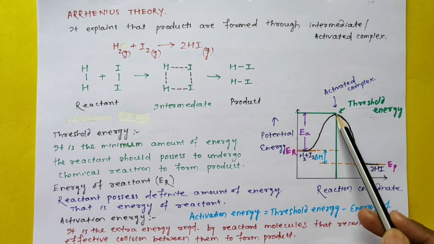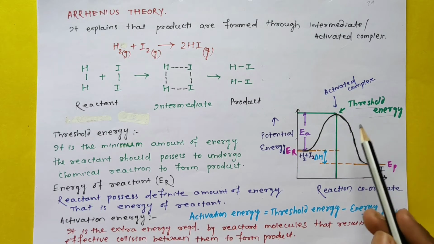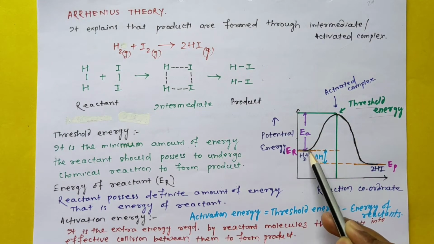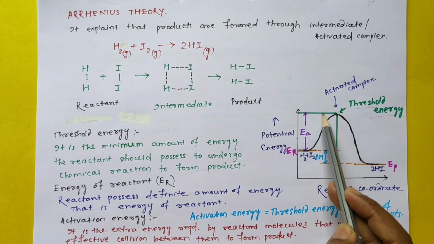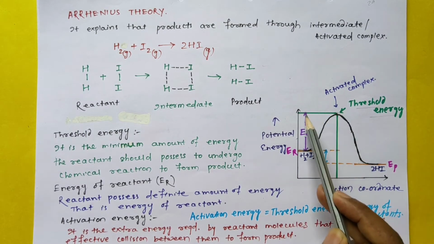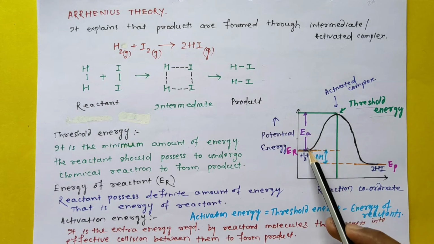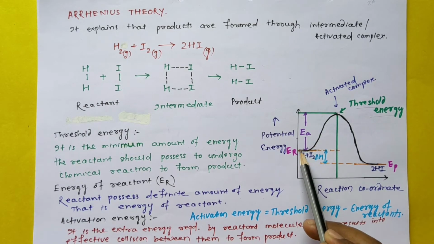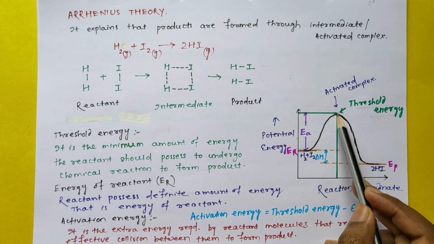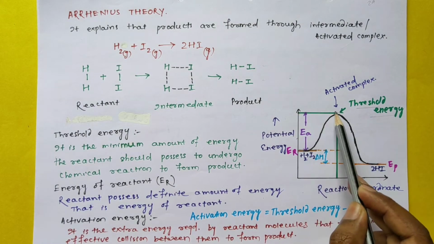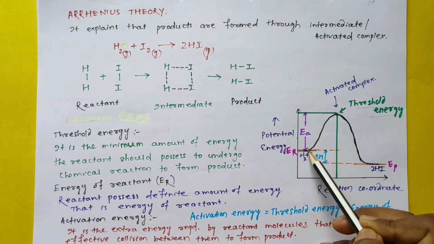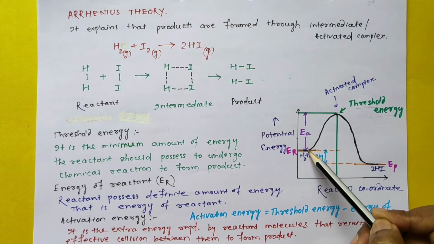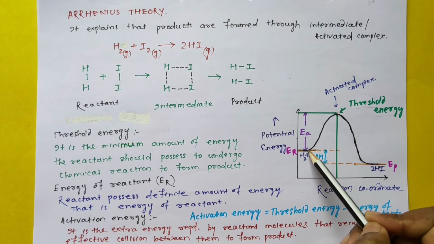Similarly, in this case, the same thing is threshold energy. That means you see, you have this amount of energy and you need this much amount of energy. So the difference is this much. This difference is called activation energy. So this is the energy of the reactant and this is the threshold energy. Okay, so the difference between threshold energy and the energy of the reactants is known as activation energy.